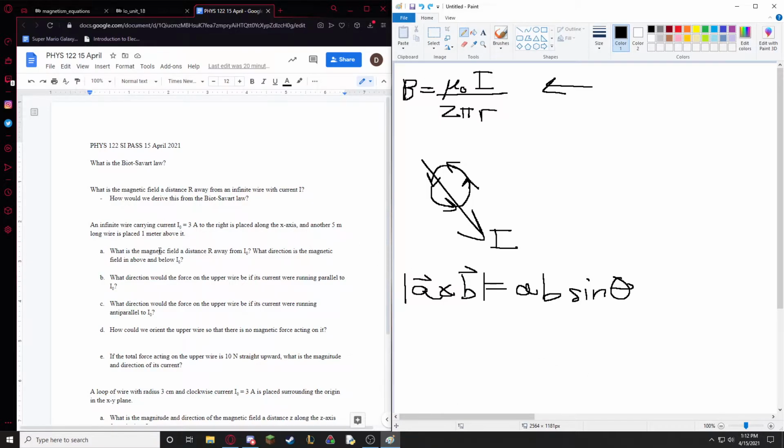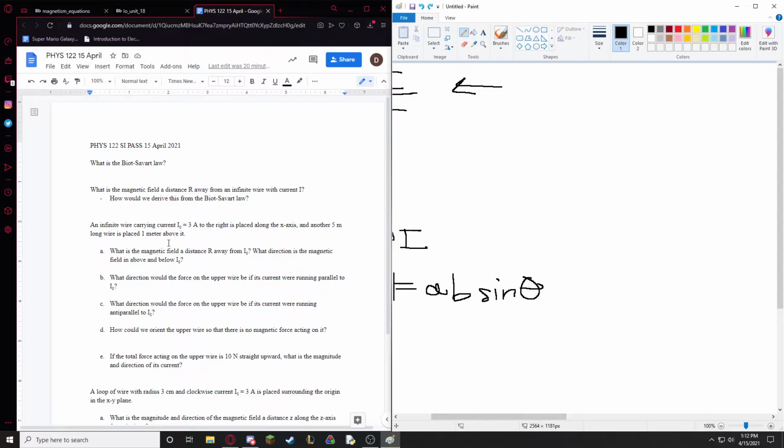All right, so let's go ahead and hop into an example. We're going to have an infinitely long wire with current I0, 3 amps to the right, placed along the x-axis. So it's going to look something like this. Boom. Very long, infinite wire. And then another 5-meter long wire placed right above it. And this wire is a finite length.